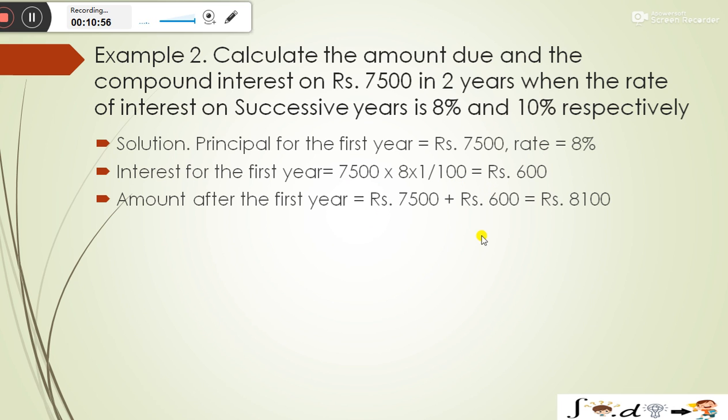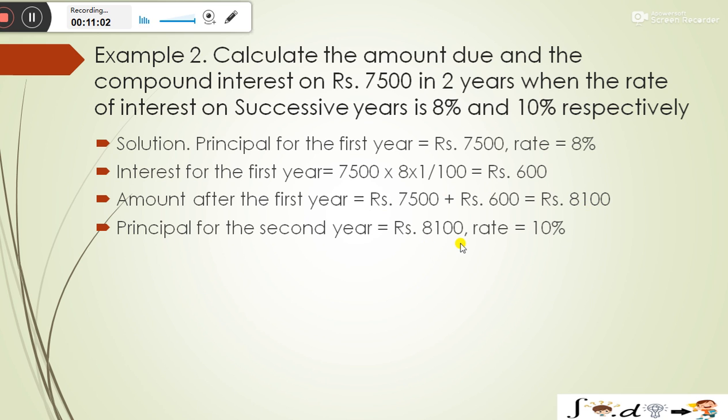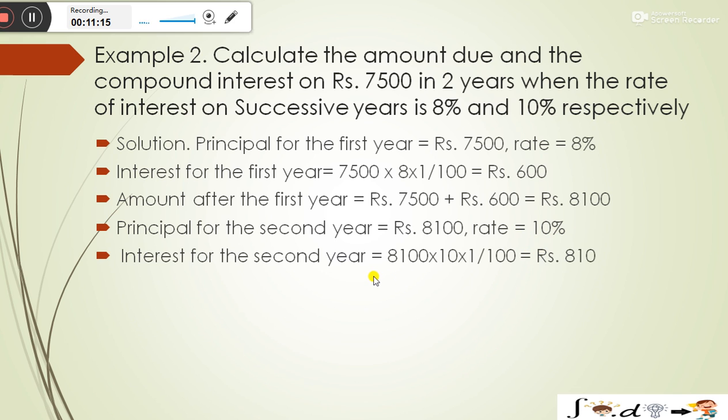सेम इसी तरह से अमाउंट आफ्टर फर्स्ट ईयर that is 8,100 and principal for the second year 8,100. Now the rate of interest is 10%. पहले के लिए 8% था, सेकेंड के लिए 10% था. तो now the rate of interest is 10% and therefore interest for the second year, that is 8,100 into 10 into 1 by 100, that is equal to 810. And therefore the amount due after 2 years, 8,100 plus 810, that is equal to 8,910 rupees.